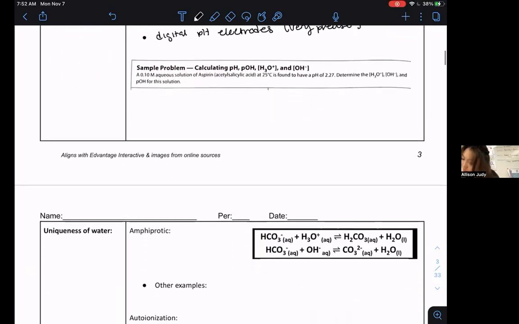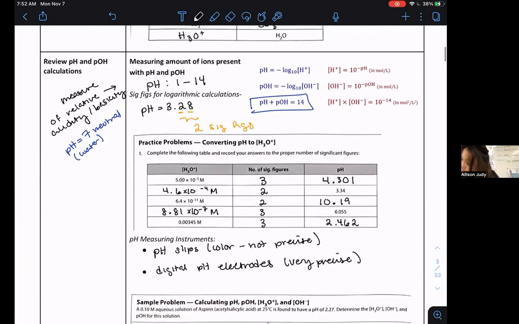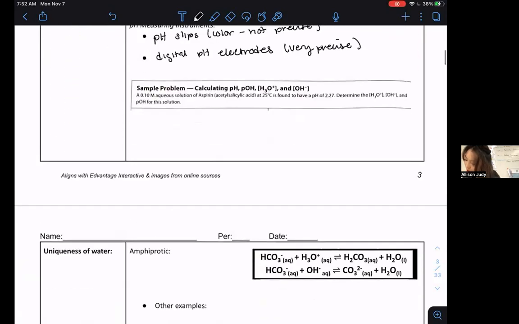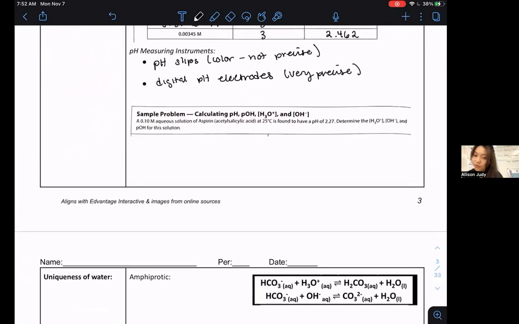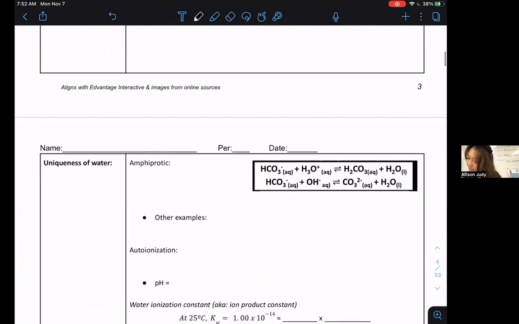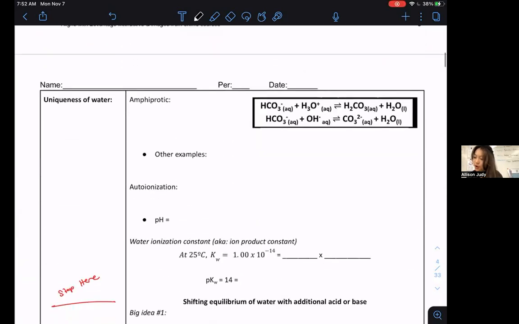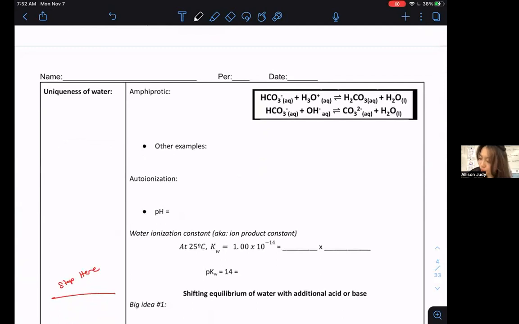So I have a couple of sample problems for you where you're going to use the relationship up here. Let me walk you through, but actually, you know what I realized? Before we can do this one, I need to teach you one more thing, and that is the uniqueness of water. Don't forget that water is amphiprotic, which means it can donate or accept an H plus. It can act as an acid or a base.